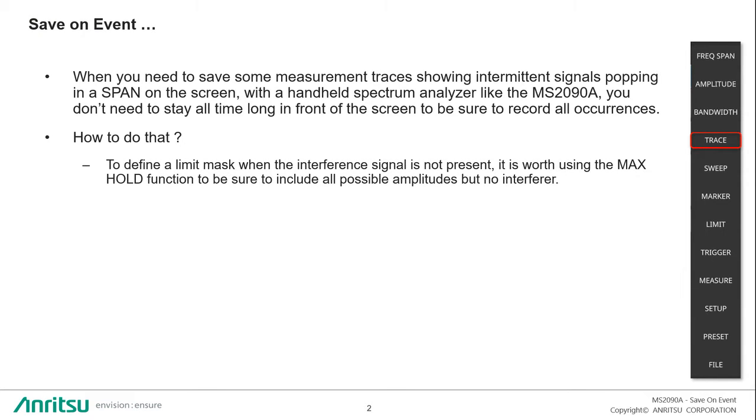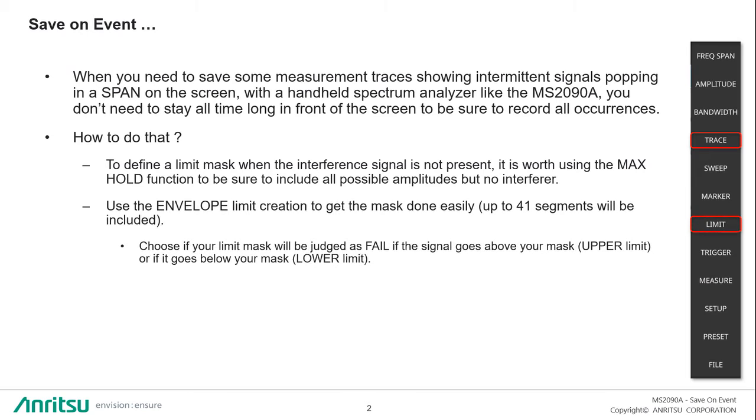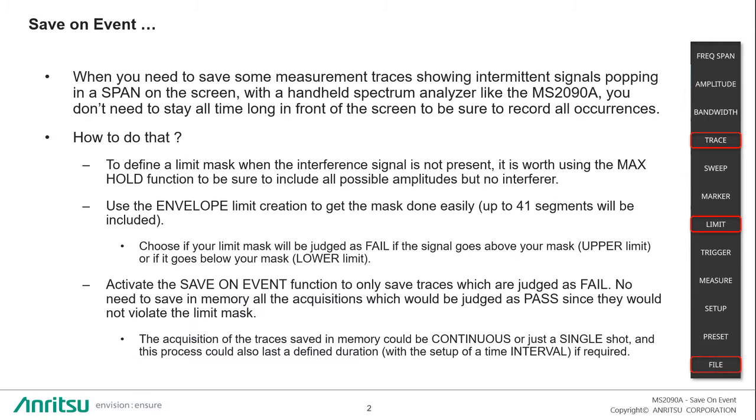How to do that? We'll have to define a limit mask when there is no interfering signal on the span. To get the highest amplitude as much as possible, we'll use the Max Hold acquisition. This will then help to define the limit envelope, that is a function that automatically creates the mask for you. This envelope limit will be containing up to 41 segments and will be created based on the Max Hold trace.